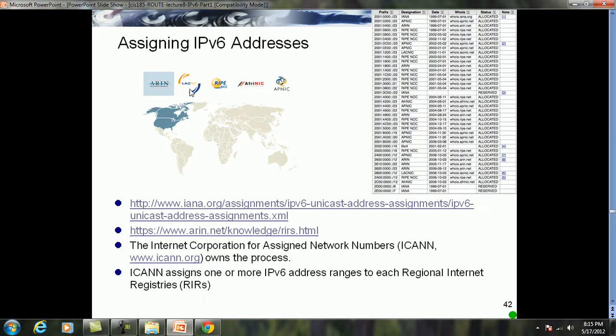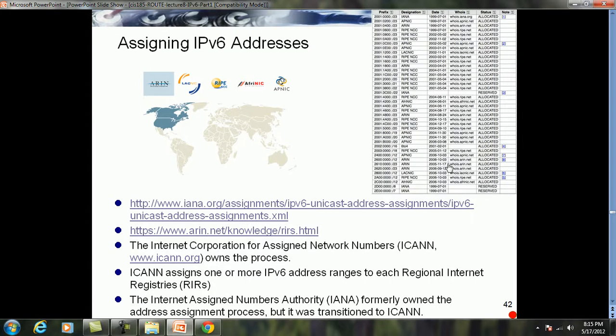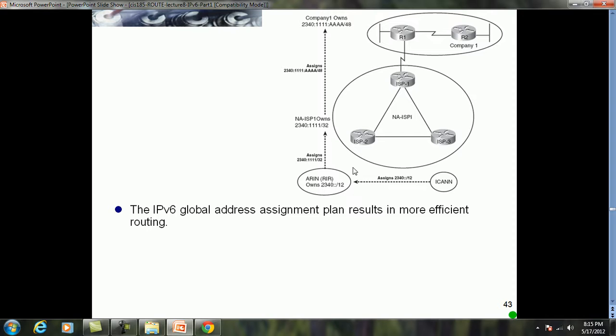So I can assign one or more IPv6 prefixes to the RIR. These are my regional internet registries. So below that come all the ISPs, okay? See here, how they are shown. Can you see here how they are allocated? See the designation and how much prefix is assigned to each and every one. Can you see here? Allocated, okay? So now see how it goes.